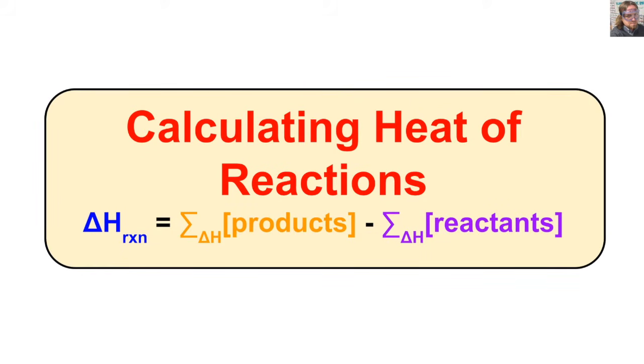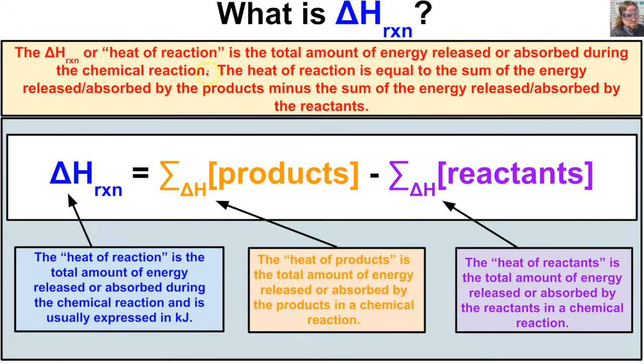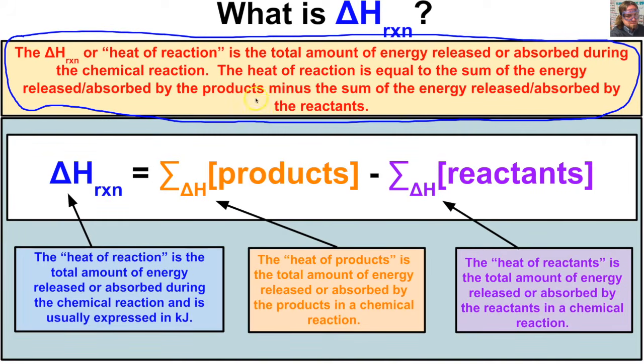Well, the heat of the reaction is the total amount of energy that is released or absorbed during the chemical reaction. So delta H Rxn, or the heat of the reaction, is going to be the total amount of energy that is either released or absorbed during the chemical reaction. And the heat of reaction is equal to the sum of the energy that is released or absorbed by the products minus the sum of the amount of heat or energy that is released or absorbed by the reactants.